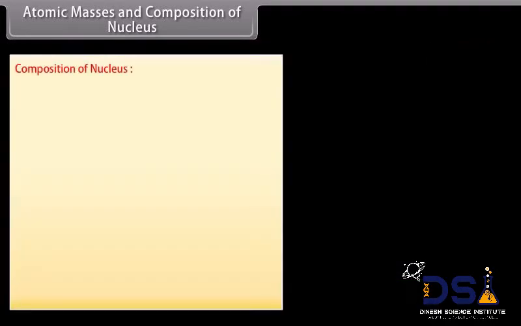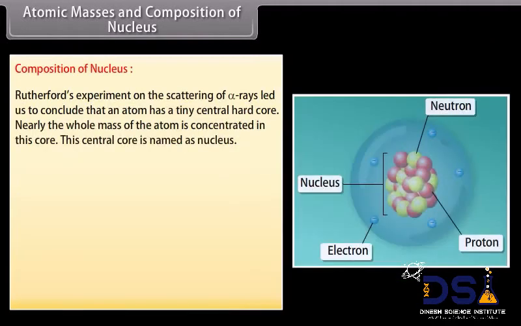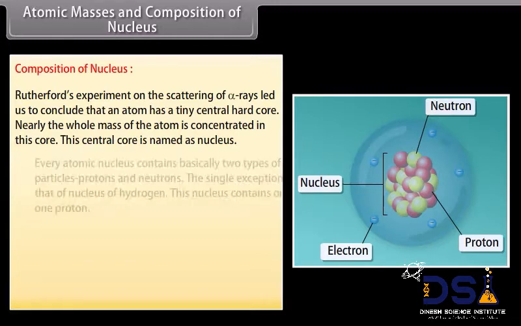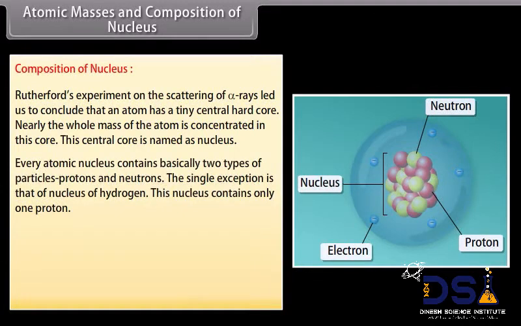Composition of nucleus. Rutherford's experiment on the scattering of alpha rays led us to conclude that an atom has a tiny central hard core. Nearly the whole mass of the atom is concentrated in this core. This central core is named the nucleus. Every atomic nucleus contains basically two types of particles, protons and neutrons. The single exception is the nucleus of hydrogen, which contains only one proton.